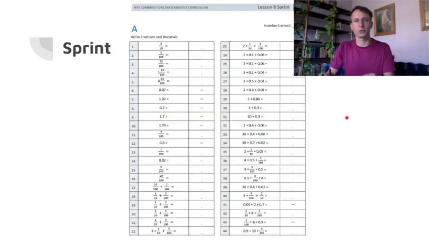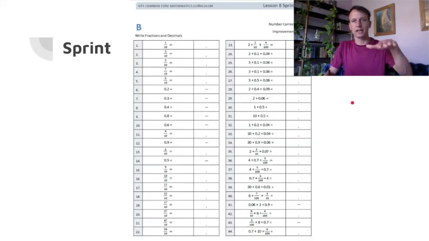Let's start off with a little warm-up. You see you have a sprint here, so go ahead if you're going to do that and pause the video. Do side A, flip the record to side B, number correct, improvement, how much better you did in side B in the given amount of time, whatever that is. All right, here we go.